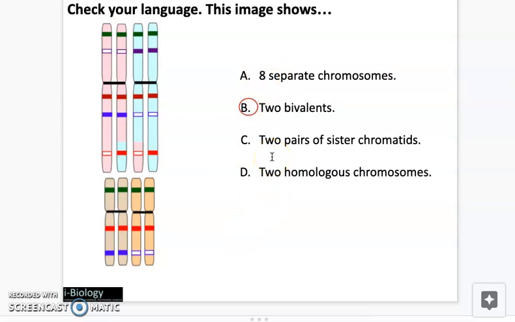2 pairs of sister chromatids. Well, I would say that this is one pair of sister chromatids. This is another pair of sister chromatids, so that's 2 pairs right there. But then we've got another pair here of sister chromatids, another pair here of sister chromatids, so that's actually 4 pairs of sister chromatids.